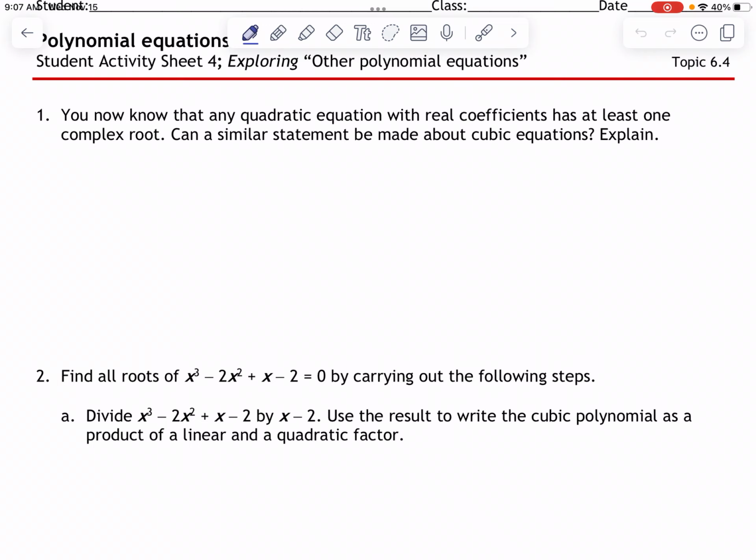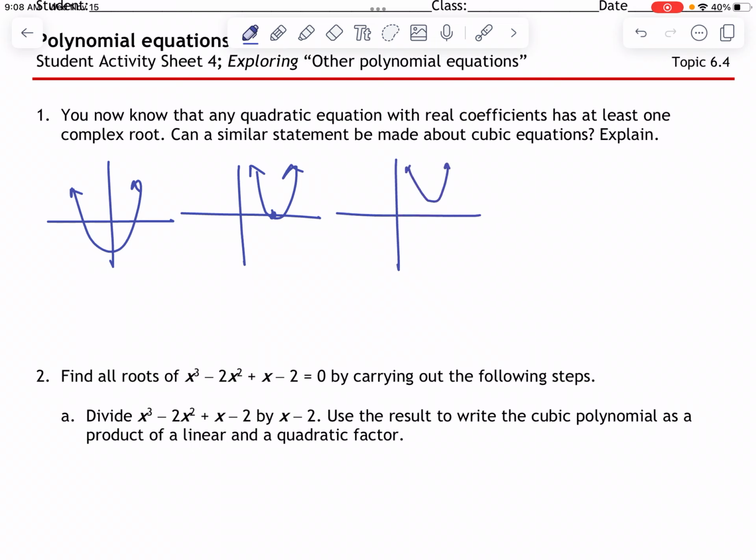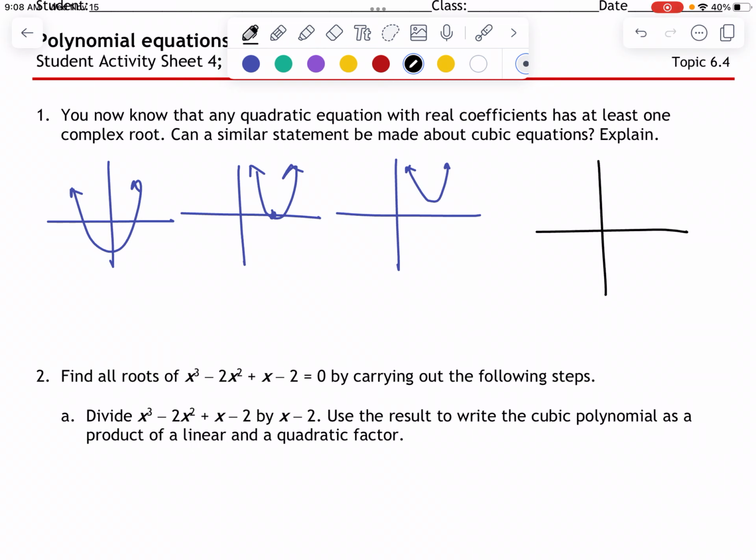today. All right, so number 1 says, now you know that any quadratic equation with real coefficients has at least one complex root. And in fact, we learned that we could have two real roots. We have one root when it just touches the x-axis, that one root counts as a double root. Or if our graph doesn't cross through the x-axis, we have two non-real complex roots. All right, so that's what we learned about in the past couple of days, but now we're talking about cubic.